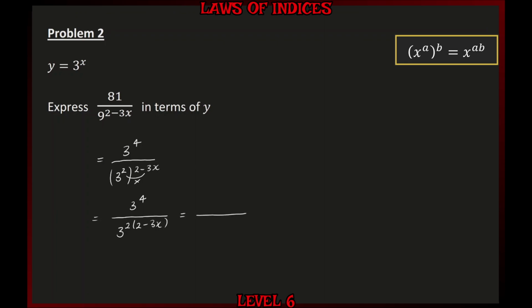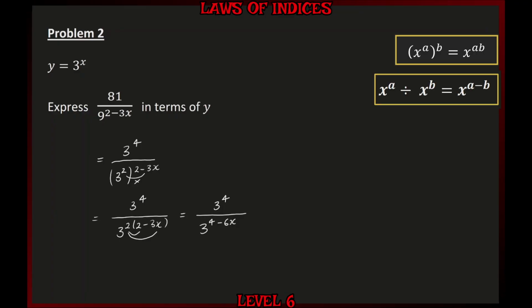Expanding the bracket in our denominator gives us 3 to the power of 2 times 2, which is 4, minus 2 times 3x, which is minus 6x. And our numerator remains as 3 to the power of 4. Now this fraction line means that we're dividing indices, and so we can use this law, which tells us that we have to subtract their powers. So 3 to the power of 4 over 3 to the power of 4 minus 6x becomes 3 to the power of 4 minus, and then in brackets, 4 minus 6x.